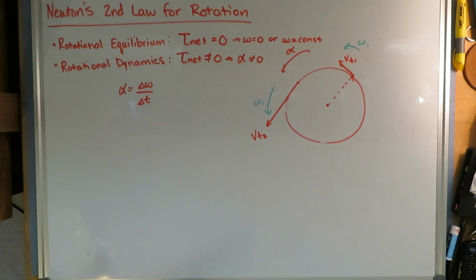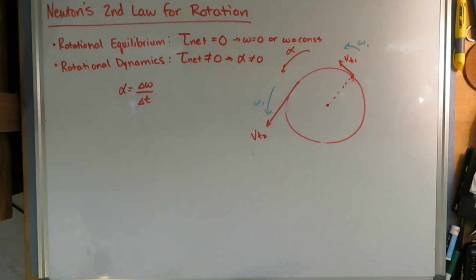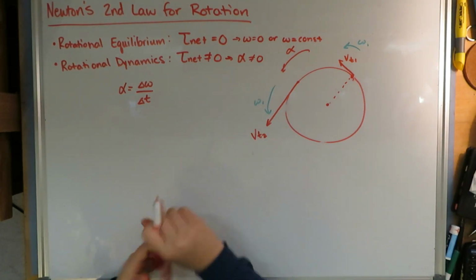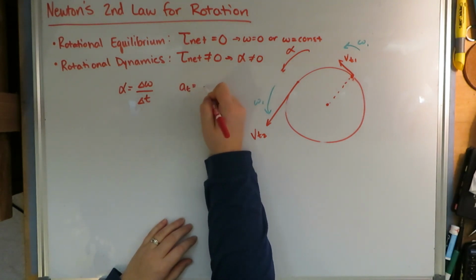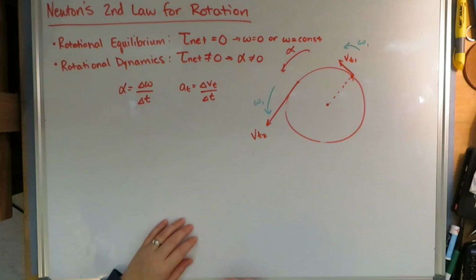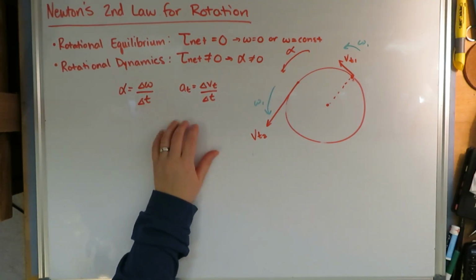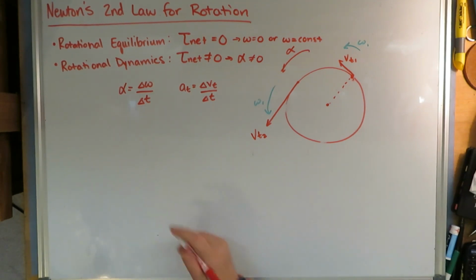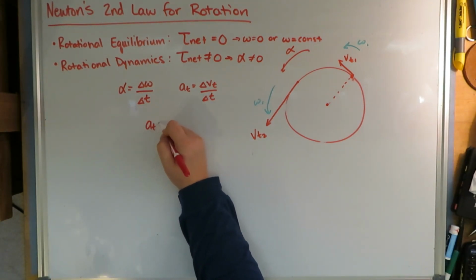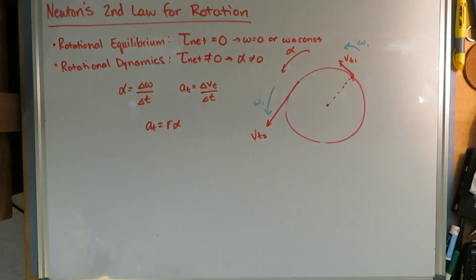So when you have an angular acceleration, then you're also going to have a tangential acceleration, because your tangential acceleration is the change in tangential speed over time. So alpha and tangential acceleration are related. And we defined that tangential acceleration was always equal to r times alpha, which is our angular acceleration.